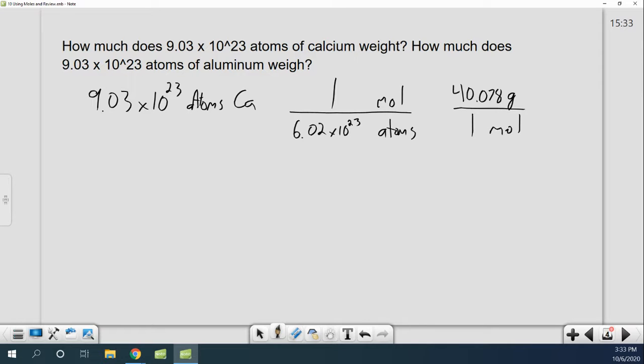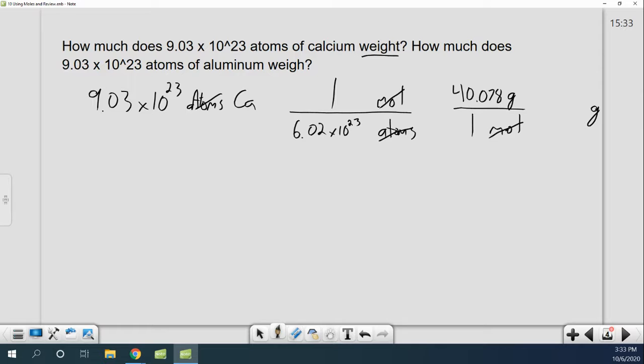Let's just double check. Atoms on the top, atoms on the bottom. Moles on the top, moles on the bottom. What's the only thing I haven't canceled? Grams? That means my answer should be in just grams. And what am I looking for? How much does it weigh? I'm looking for grams. Perfect.